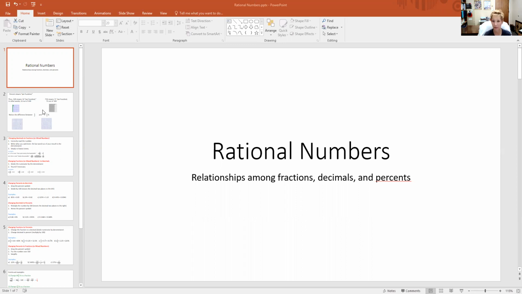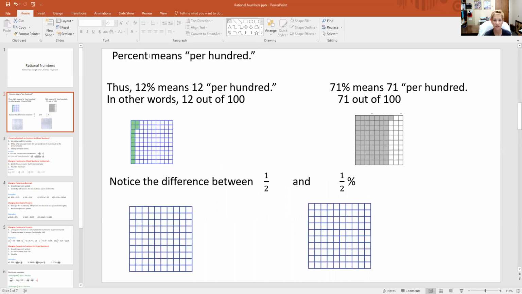All right, now let me talk about percents because percents are a little bit different. Percent literally means per 100. That's the literal definition of percent: per 100. The per, and then of course cent is the 100 part. So when you say 12% do something, you mean 12 per 100. In other words, 12 out of every 100 do that thing.